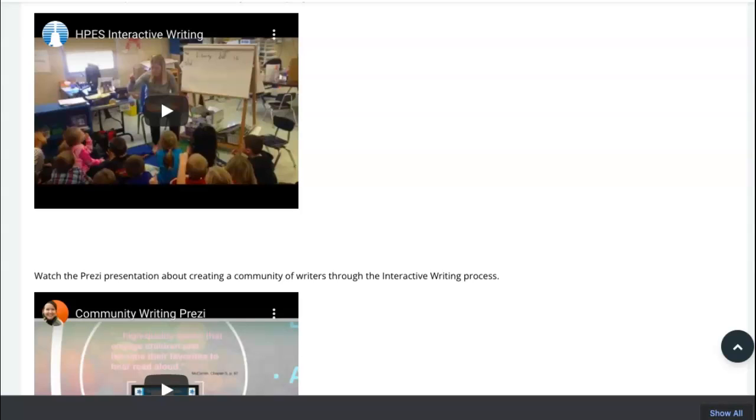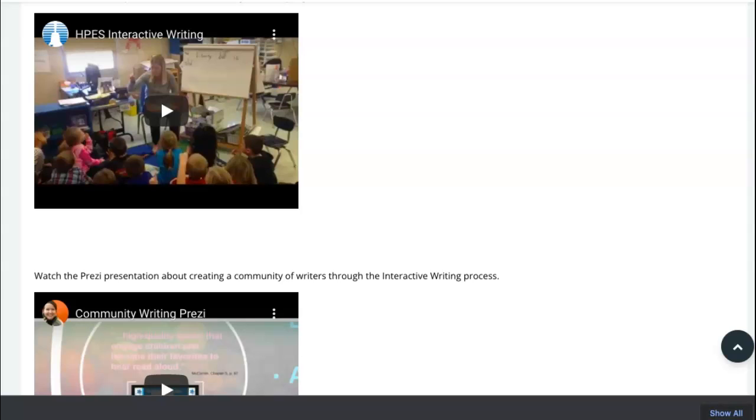While interactive writing happens daily in kindergarten and first grade for about 10 to 15 minutes, it's less frequent in grades 2 through 5. However, the length of the lesson may be 20 or 30 minutes. In grades 2 through 5, interactive writing can expand and extend genre studies. In all grade levels, the interactive writing is displayed in the classroom to be used as a resource for the students.